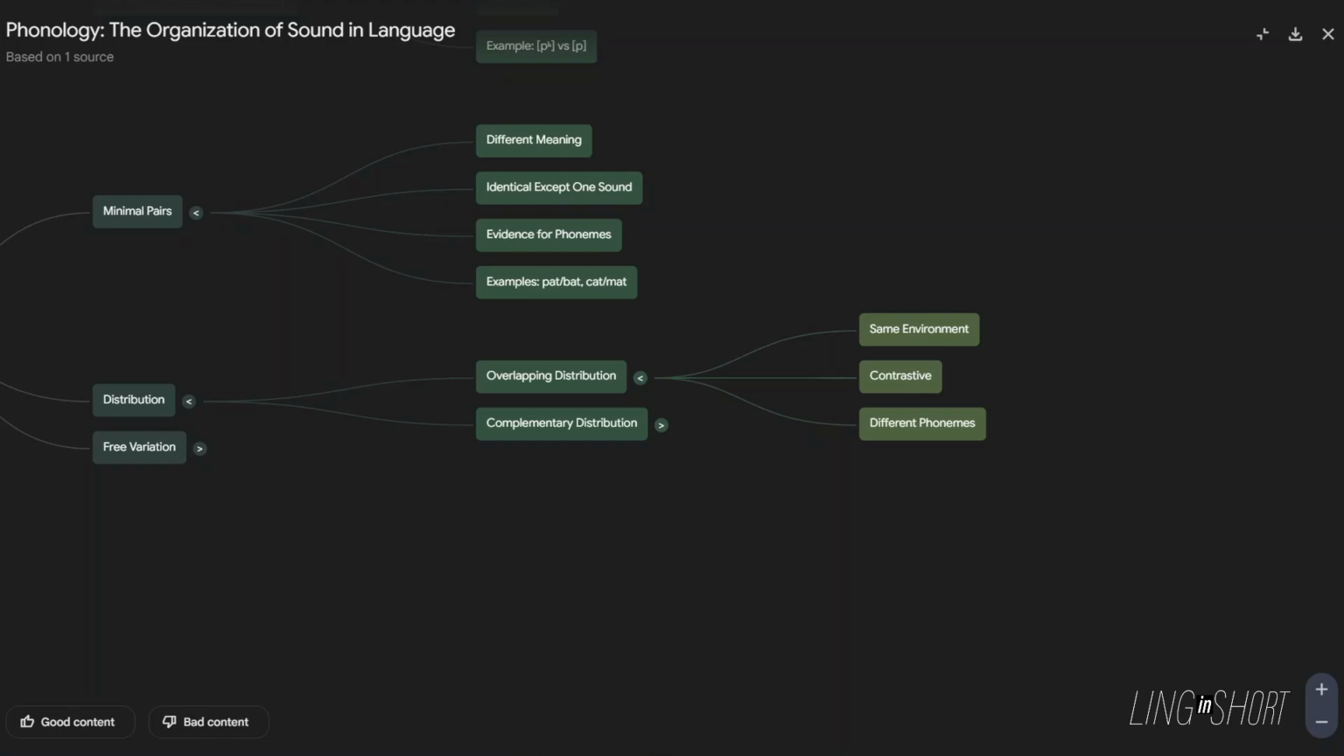They're competing for the same slot, and since they lead to different outcomes, different words, they must be fundamentally different units, different phones. Okay, that makes sense. So if they can compete for the same job and change the outcome, they're different.